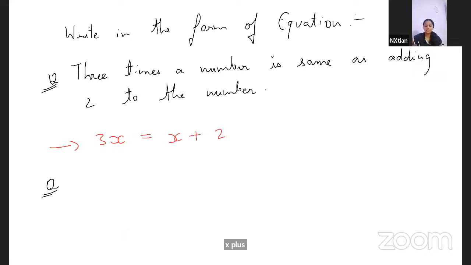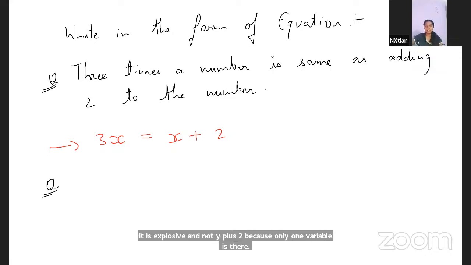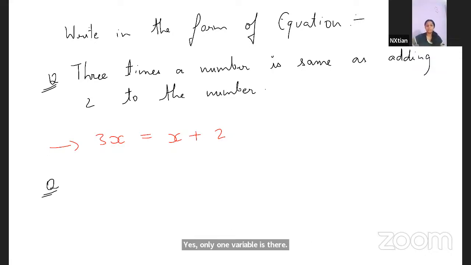Ma'am, it is x plus 2 and not y plus 2 because only one variable is there. Yes, the same variable is there in the equation, so only x we are going to use. Now one more question for you all to try. We'll discuss the answer only after all of you have done this.